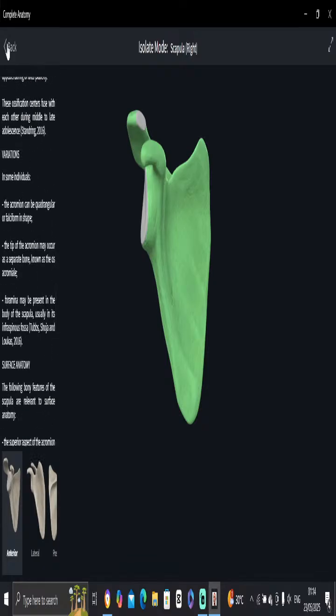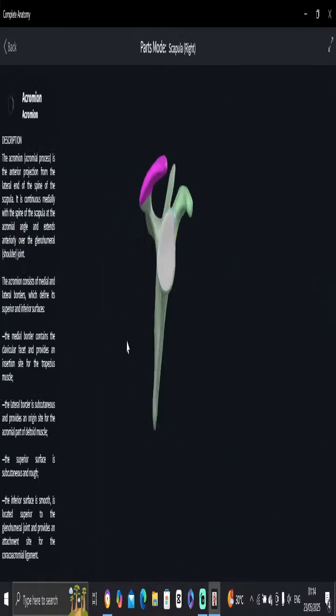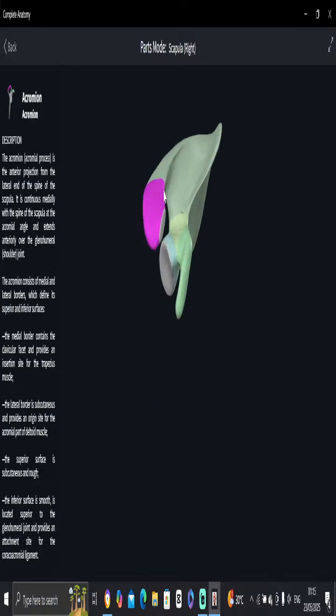All right, so we'll go to the parts, the processes, and the surfaces. This is the acromion of the scapula. This projection here is the acromial process, or the acromion of the scapula. It has the medial border and the lateral border.